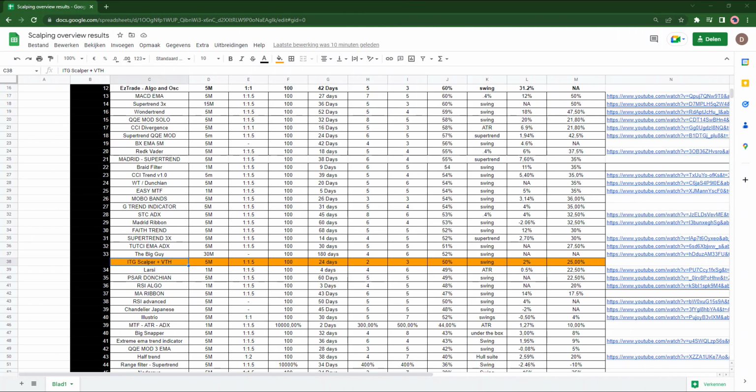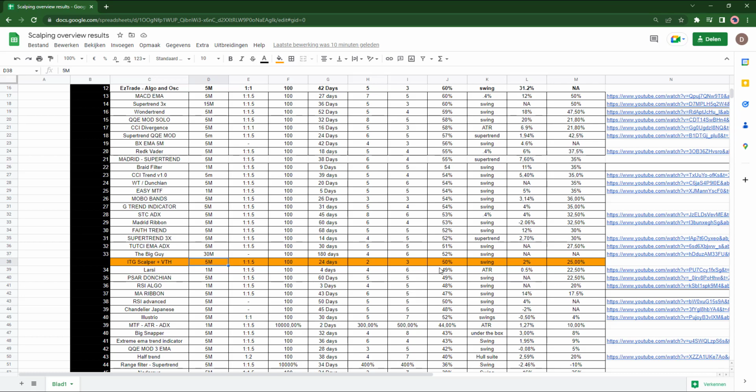Alright guys, so the results of our Itg Scalper indicator are in. We used it on a 5-minute time frame and of course we used a risk reward of 1.5. The trades that were taken were 100 and it took me 24 days on TradingView to get these results. The most consecutive wins were 2 and the most consecutive losses were 3. So guys, the actual win rate was 50%, so I don't really recommend this strategy.